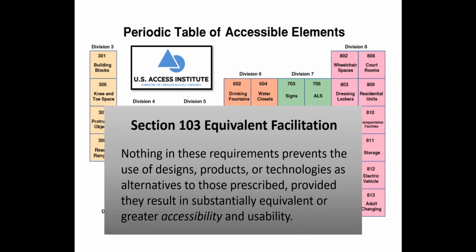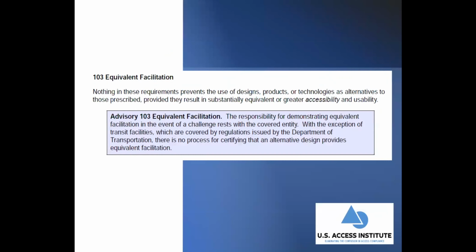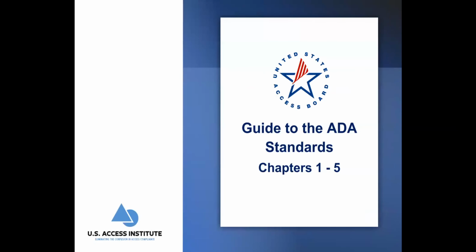Section 103 reads, nothing in these requirements prevents the use of designs, products, or technologies as alternatives to those prescribed, provided they result in substantially equivalent or greater accessibility and usability. There is an advisory note to equivalent facilitation. It says that the responsibility for demonstrating equivalent facilitation in the event of a challenge rests with the covered entity. With the exception of transit facilities, which are covered by the regulations issued by the Department of Transportation, there is no process for certifying that an alternative design provides equivalent facilitation.